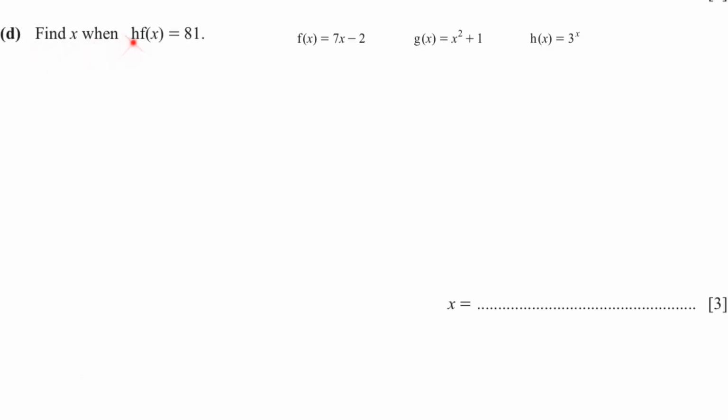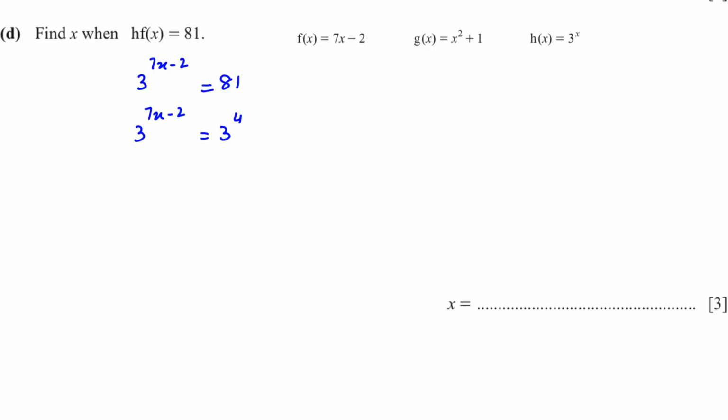Find x when hf of x is equal to 81. So we will start with the inside. F of x is equal to 7x minus 2. In place of x in h of x, we will put 7x minus 2. So 3 to the power of 7x minus 2 is equal to 81. Change 81 to base 3. 3 to the power of 4 will be 81.